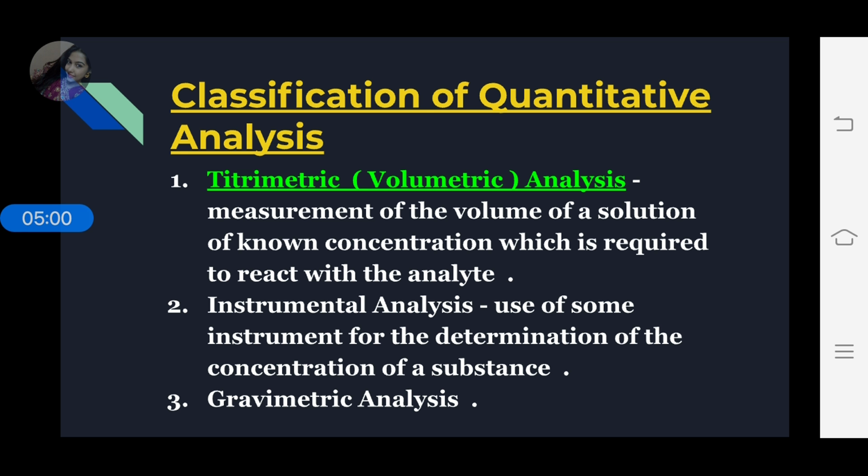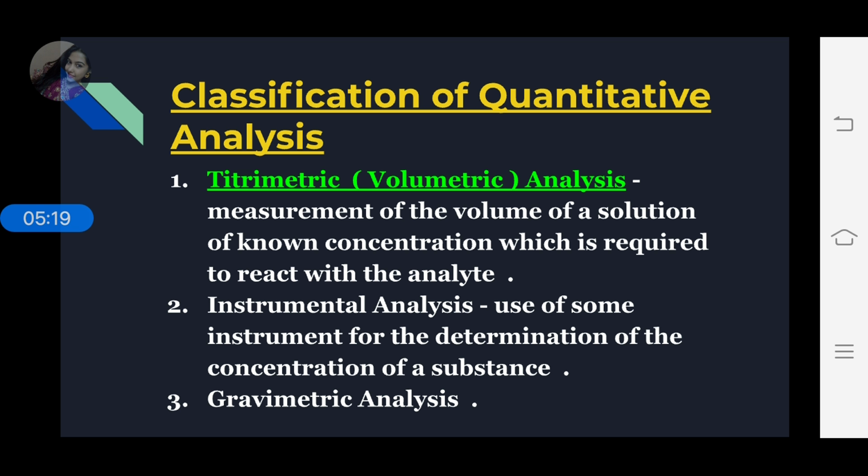What you do over there is you titrate two solutions, and then you determine the quantity of the solution required to titrate with that analyte. Again, these are titrations, various types of titrations you might have seen from FY, SY and TY books.